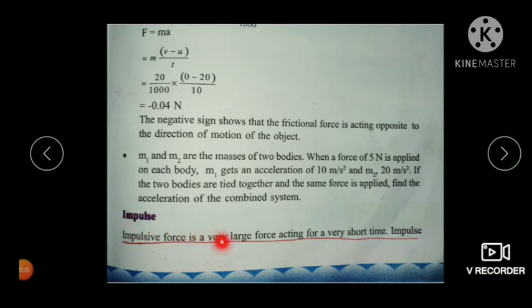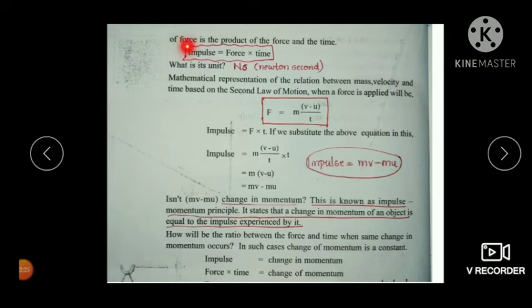Impulsive force is a very large force acting for a very short time, and impulse of force is the product of the force and the time. So impulse is equal to force into time. What is its unit? Newton second is the unit.